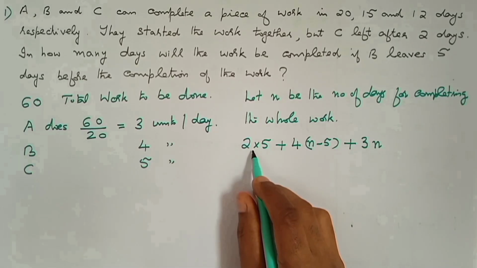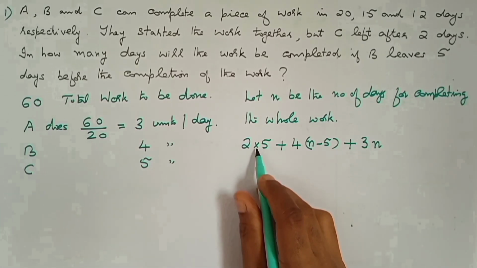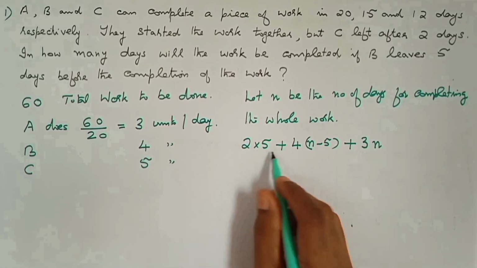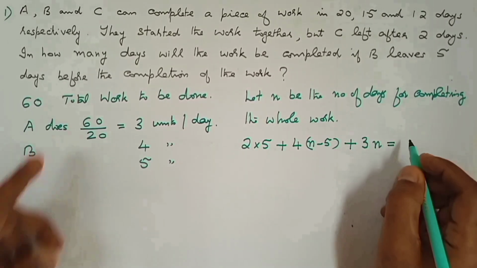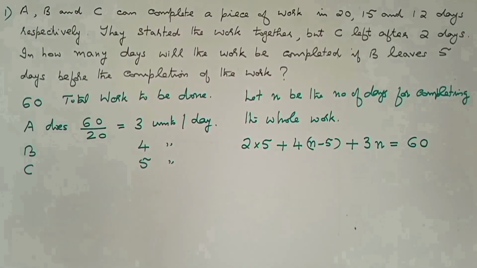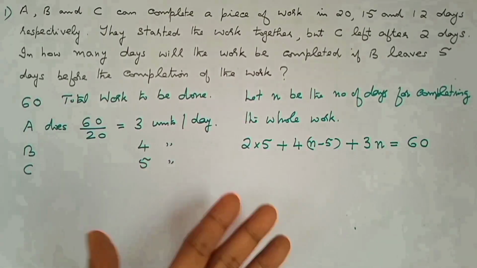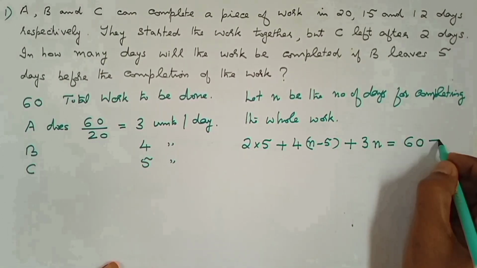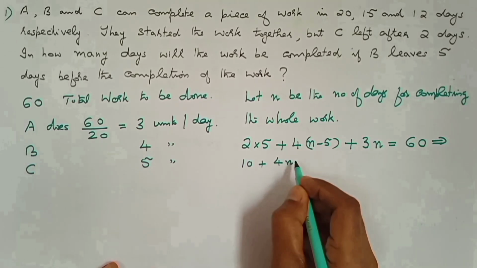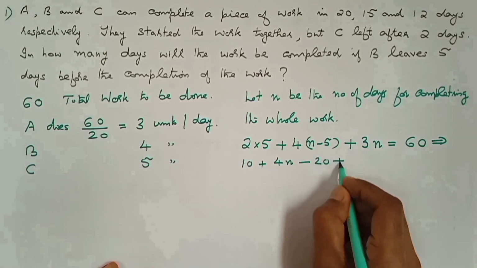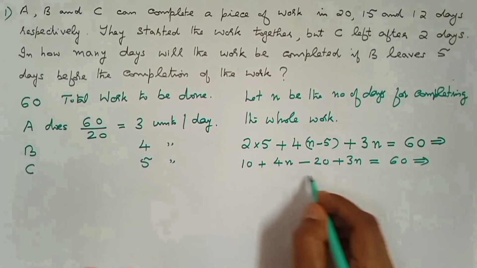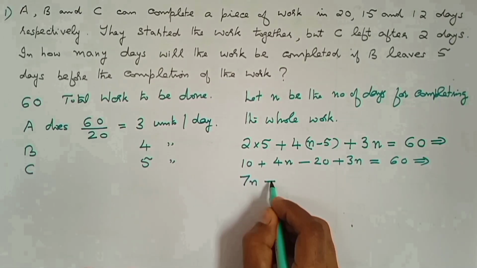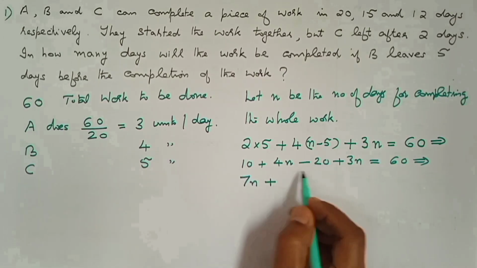Now we have found out individually the contribution of work done by all the 3 people, and if you sum it up you get the total work which is assumed to be 60 in our solution. Now you got a simple equation, just solve it, you will get N. This implies 10 plus 4N minus 20 plus 3N equal to 60. 4N plus 3N is 7N and 10 minus 20 is minus 10.